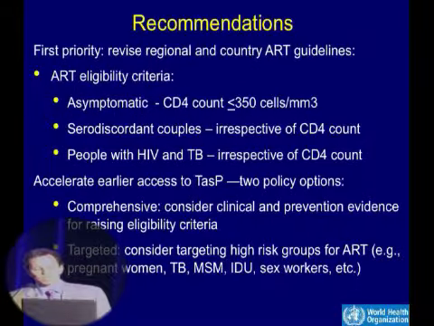So in terms of recommendation, the first thing is obviously, countries again are sovereign, so they can have the guidelines that they want and need, but we think that at least people should consider moving towards less than 350 for asymptomatic, for serodiscordance irrespective of CD4 count, for people with TB irrespective. And then the other thing to consider is we have a couple of policy options here in terms of accelerating earlier access to TasP. One is a comprehensive approach. So when we do the guideline review next year, do we just raise the criteria up to 500 or something that allows a broad spectrum of people to have access to ART, or do we do a targeted approach? And it's not an either or, you can do both, and many countries are using both as an approach to providing earlier ART.